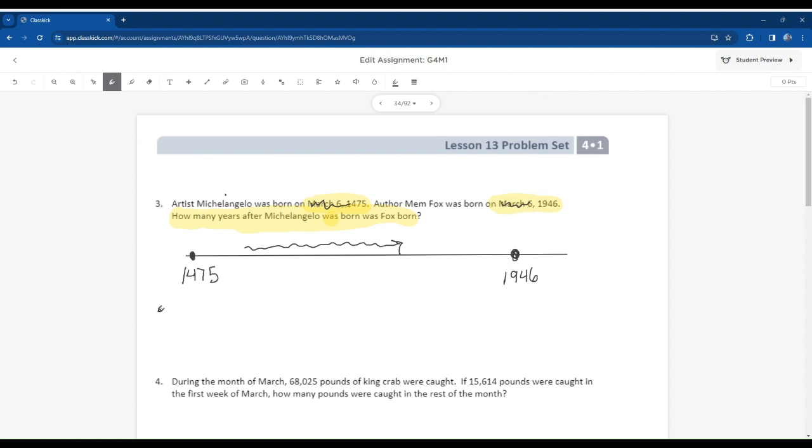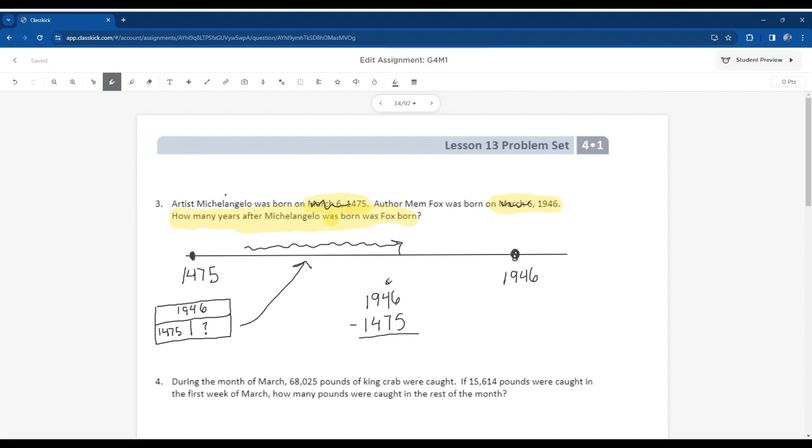1946. So if I were to use a tape diagram to model this problem, we would have when Mem Fox was born up here, 1946. We know that Michelangelo was born in 1475. And this question mark here is what we're trying to figure out, the amount of time between 1475 and 1946. And of course, we can use subtraction to figure that out. So we'll take 1946 and 1475, and we're going to subtract.